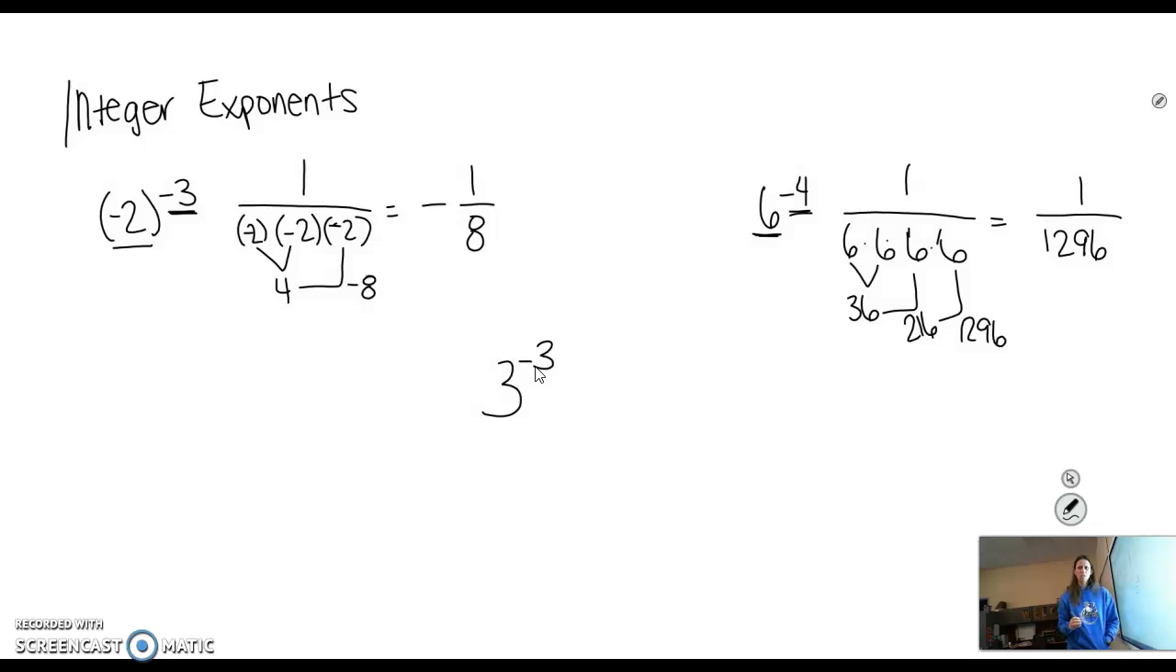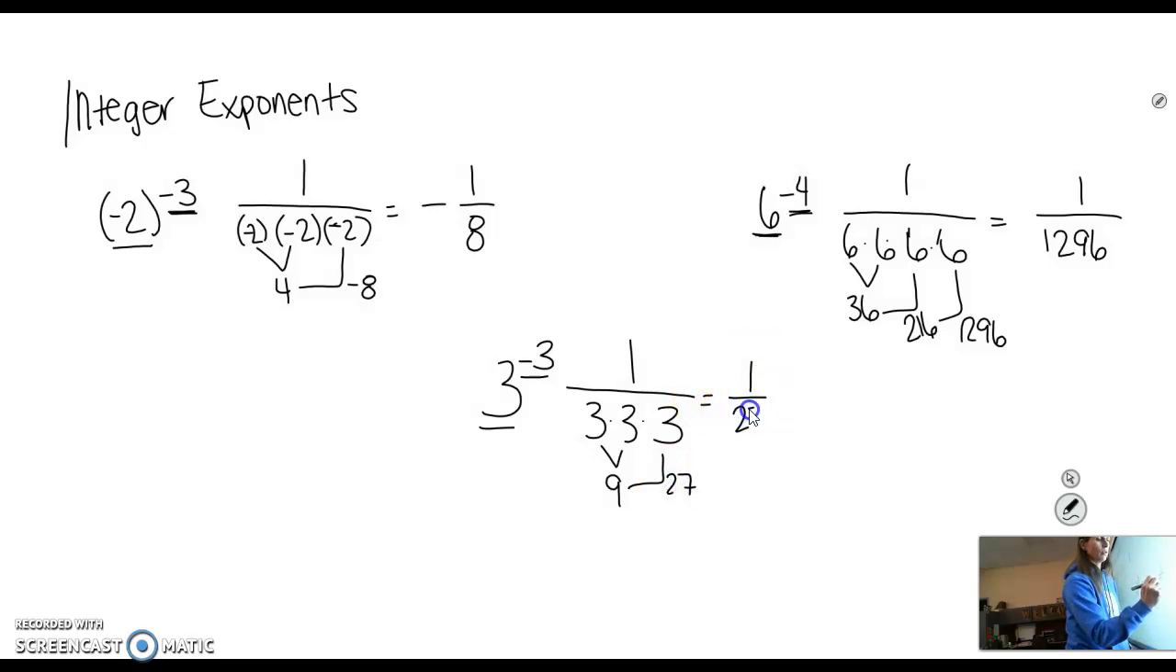Great, you're back. Let's see what we got. So we have a base of 3 and an exponent of negative 3. So that means that we're going to divide 1 by 3 times 3 times 3. First step. 3 times 3 is 9. Times 3, 9 times 3 is 27. So this equals 1 over 27.